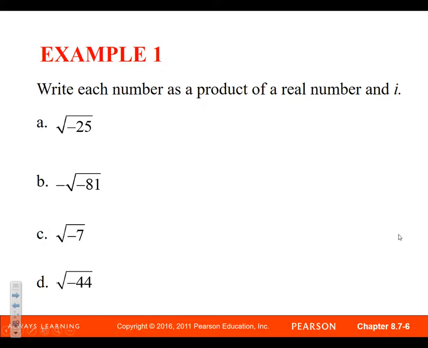Let's say I need i to the third. If I went to i to the third, well, you already know that i squared is -1, right? So what would be smart? If I have an i, it's typically -i.